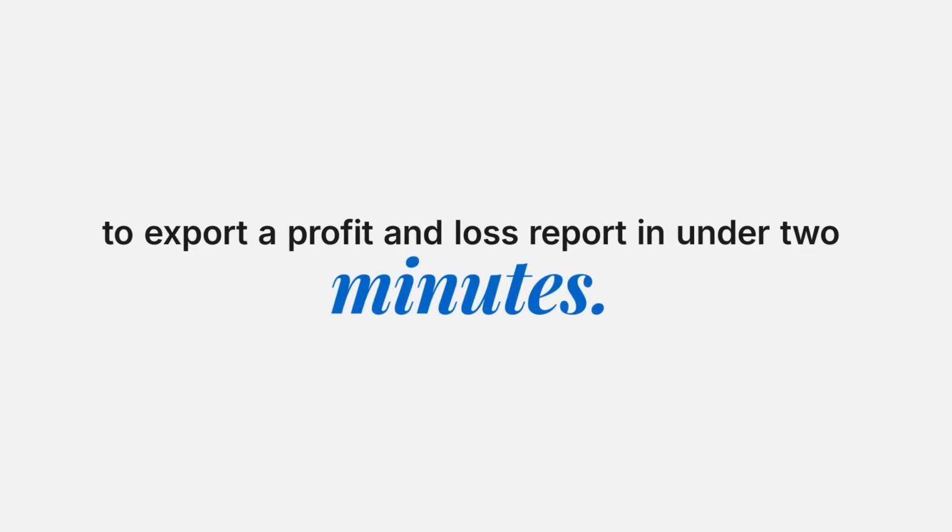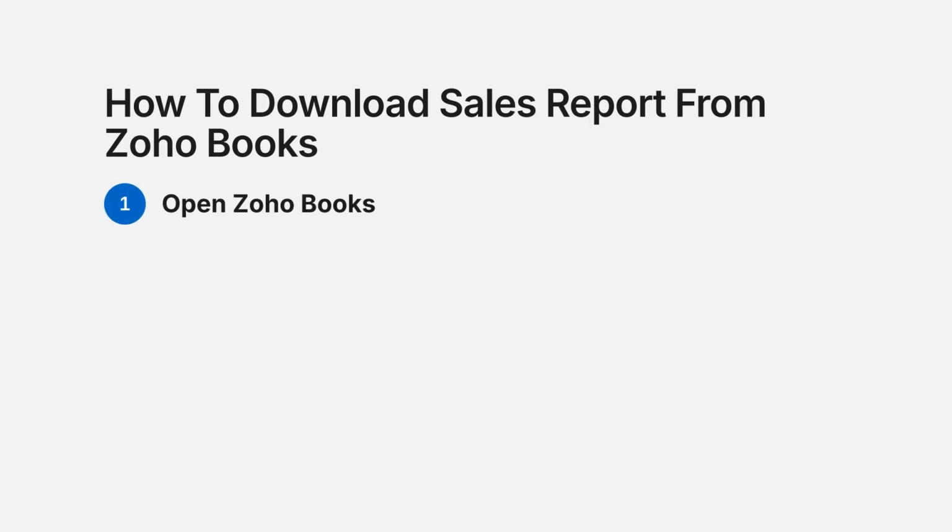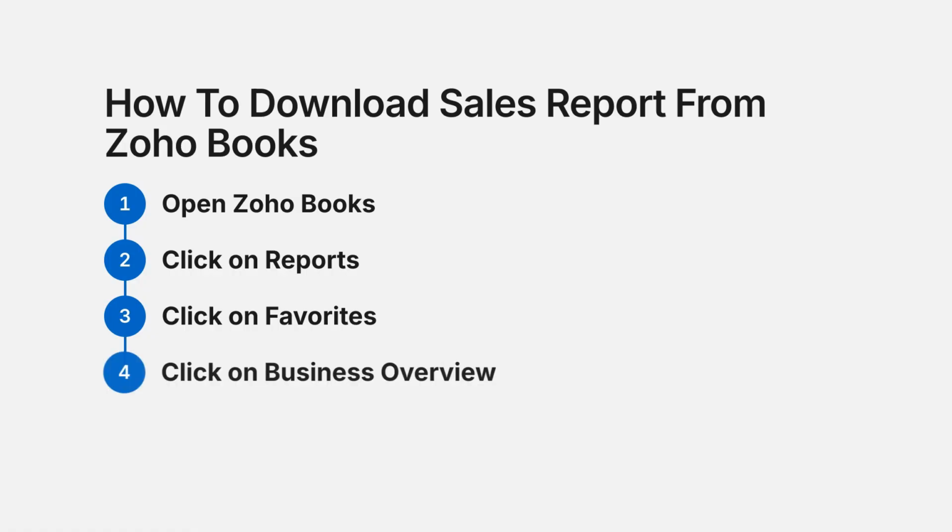Are you tired of digging through Zoho Books menus just to get a simple sales report? Learn how to export a profit and loss report in under 2 minutes. I'll show you the fastest path. Open Zoho Books, go to Reports, then Favorites, and run a business overview report. Then we'll customize and export it.